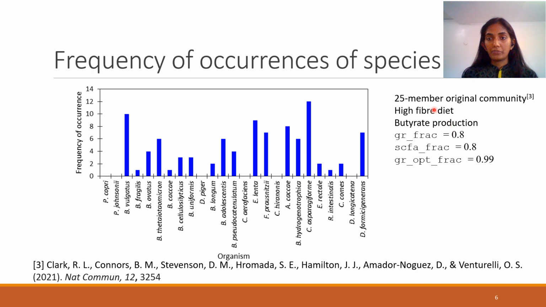Here is a simulation result of a 25-member original community on a high fiber diet for butyrate production on these parameters. We were able to identify 80 minimal microbiomes, and here is a plot of the frequency of occurrence of the species of the large community in the minimal microbiomes. We know that the bacteroid species are capable of digesting dietary fiber. That explains why bacteroid species are occurring at a high frequency in the minimal microbiomes. Also, because of the functional redundancy of certain species, some of the species are occurring at a lower frequency because they are replaceable.